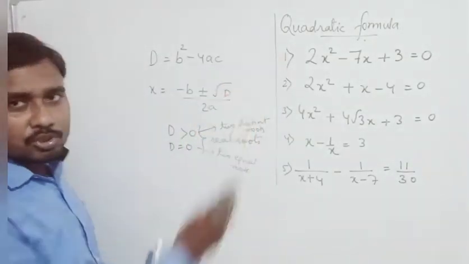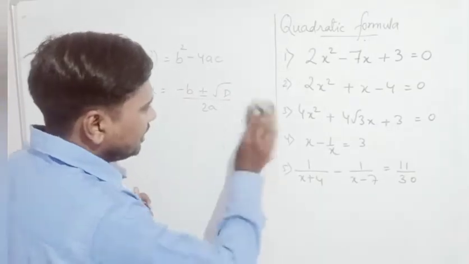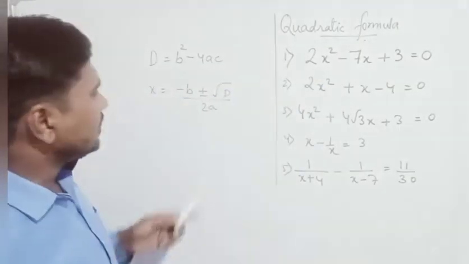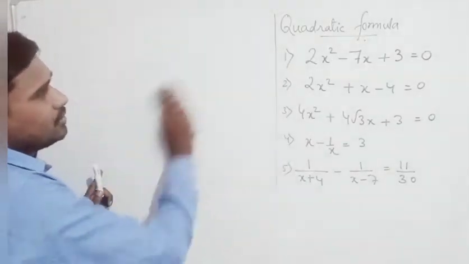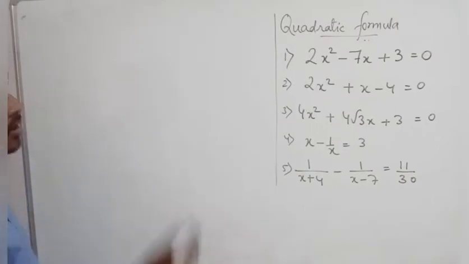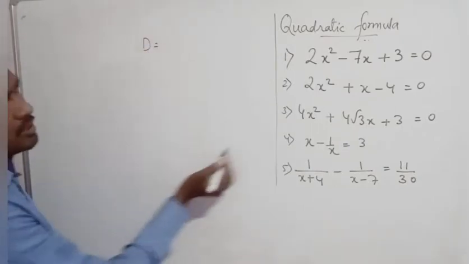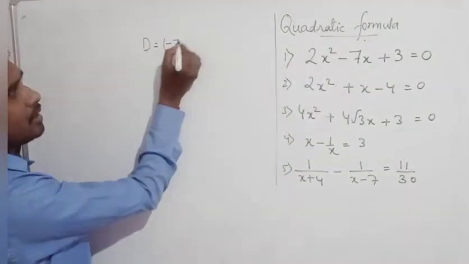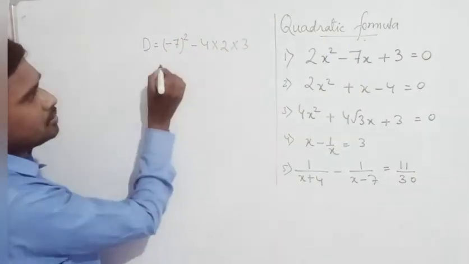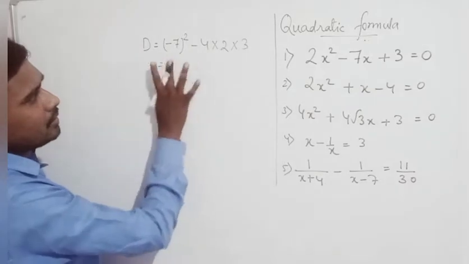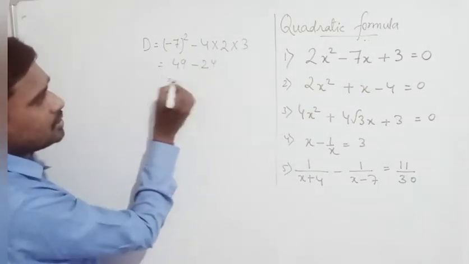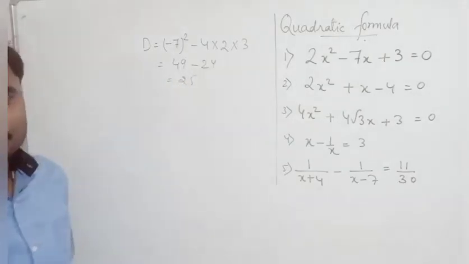Okay, so in this question we have to solve the following quadratic equation by using the quadratic formula. So this is the formula. Now in the first question, first of all find the value of d. So what is d? b square means minus 7 square minus 4 into a into c. So it is 49 minus 4 into 2 into 3, that is 24. So it is coming 25.